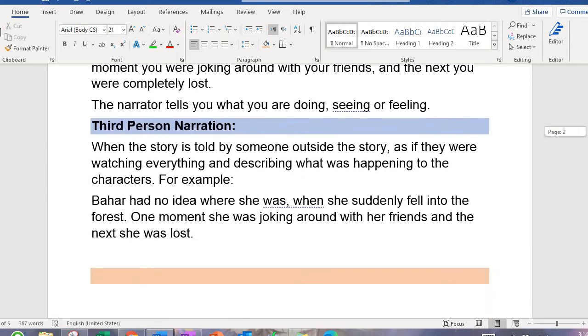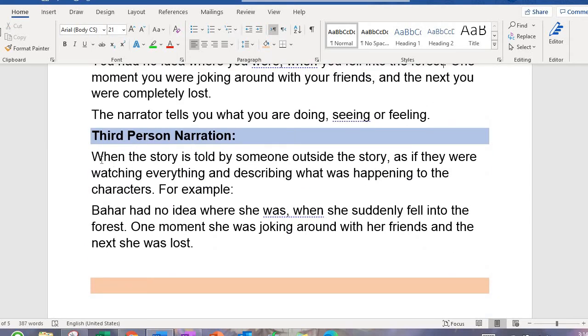Now let's talk about third person narration. When the story is told by someone outside the story, none of the characters are speaking and no one is telling you what has happened to you. In third person narration, the narrator speaks as if he or she can see exactly what is happening to the characters. So we do not know who this narrator is or where he is sitting and watching these people, but he knows exactly what is happening to the characters and he can jump from one character to another or one setting to another.